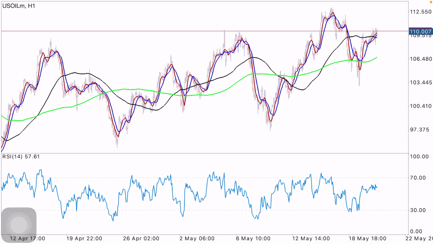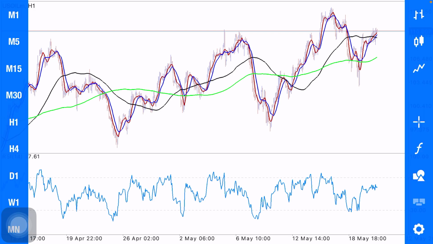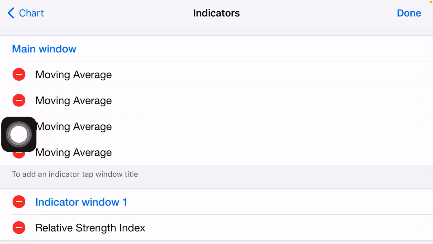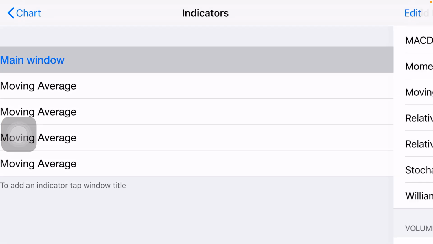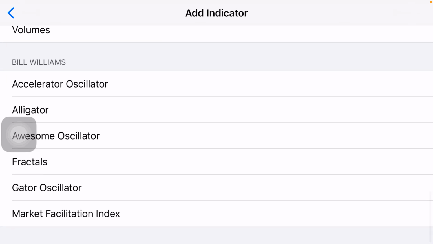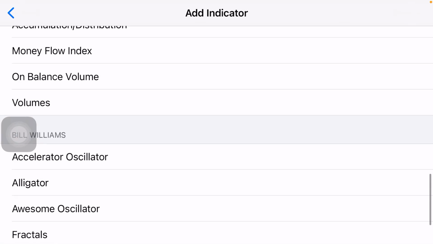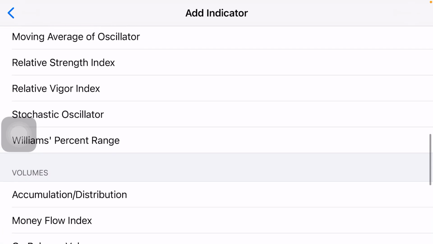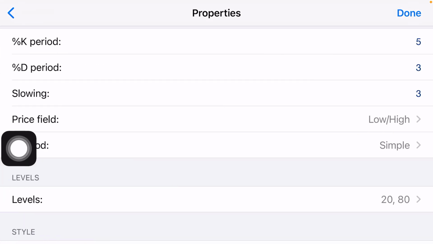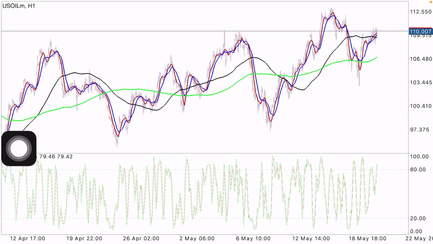The stochastic oscillator works like the relative strength index. Do you get it? So first of all, let me delete the relative strength index and add the stochastic oscillator. So you look through to select stochastic oscillator. So here it is, stochastic oscillator. To not make any changes, press done.